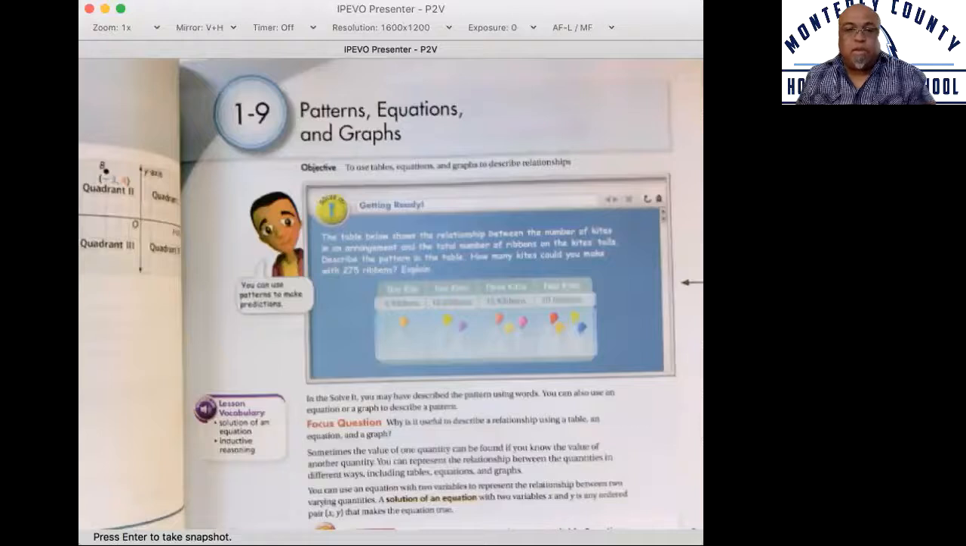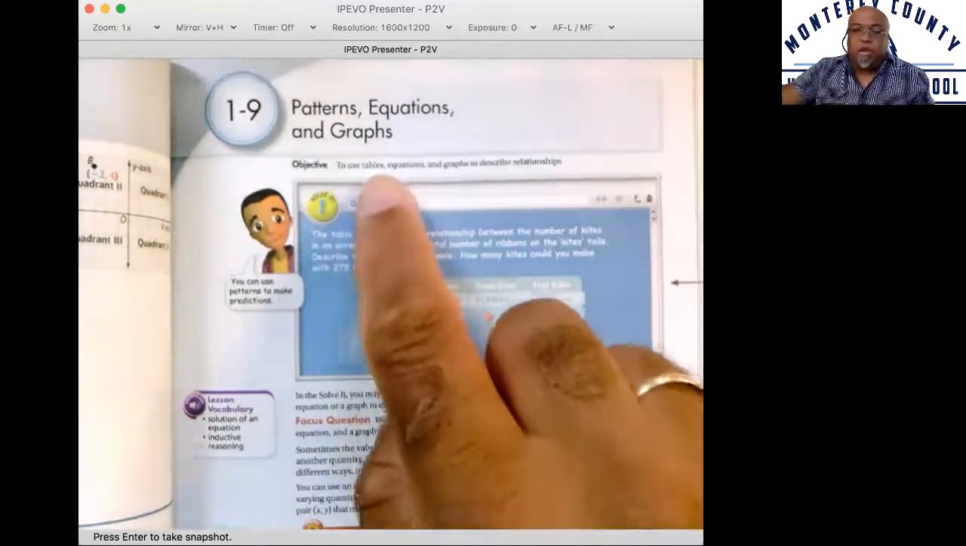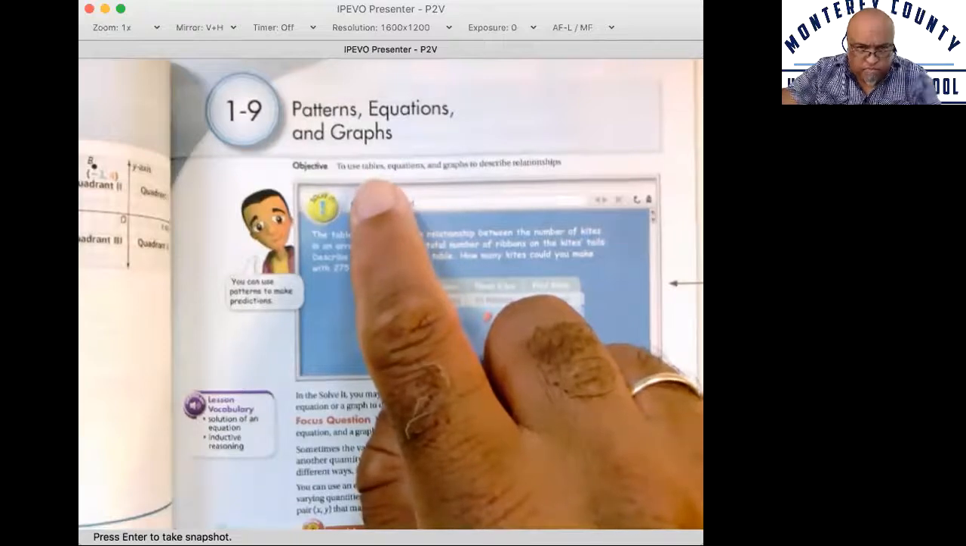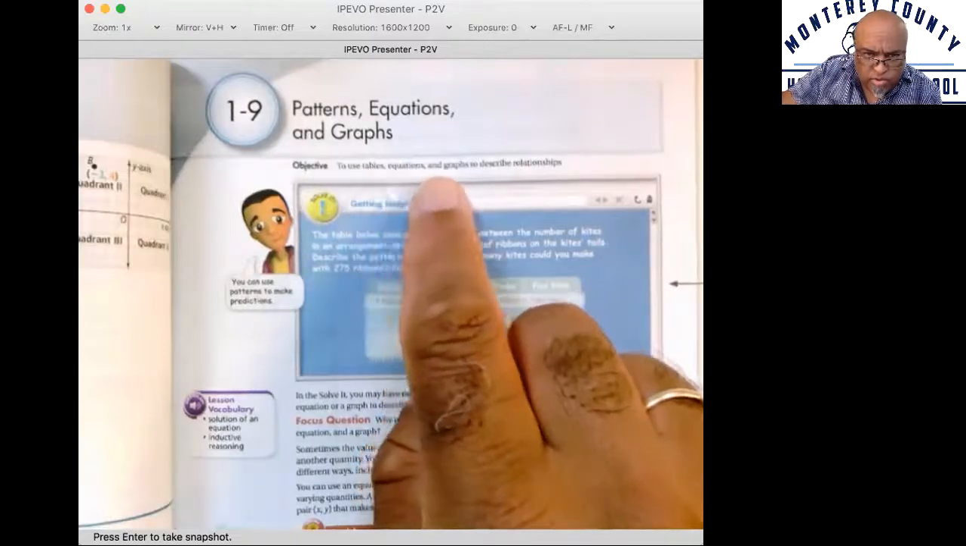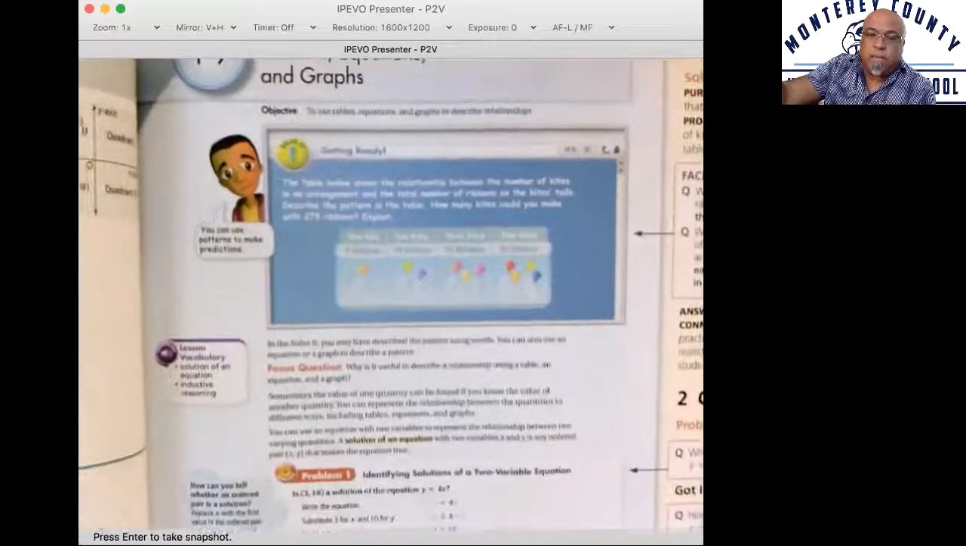I'm going to attempt to do a lot of this lesson out of the book, so let's go ahead and take a look. Patterns, equations, and graphs. To use tables, equations, and graphs to describe relationships. Now, I just want to say this lesson is from page 69 to like 72 or 73. If you want to look at it in the book, just in case my little document camera here is a little fuzzy or anything like that. Okay, again, it starts on page 69, so if you want to get your book out, it might be a great time to pause and do that.